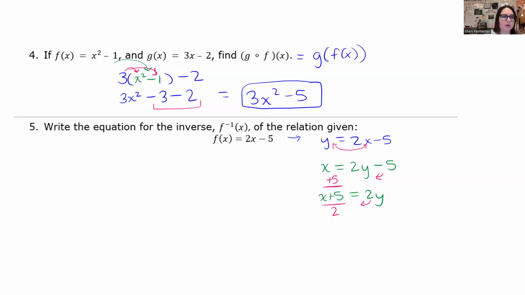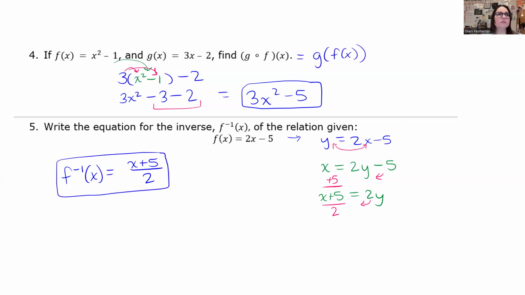So now I'm going to rewrite it as inverse. Remember that the inverse notation looks like this. And I'm going to go ahead and rewrite it. And I get x plus 5 divided by 2. And again, I'm going to double check. Here, I'm multiplying by 2, dividing by 2. Check. Subtracting 5, adding 5. Check. They have to be opposite operations, or inverse operations.